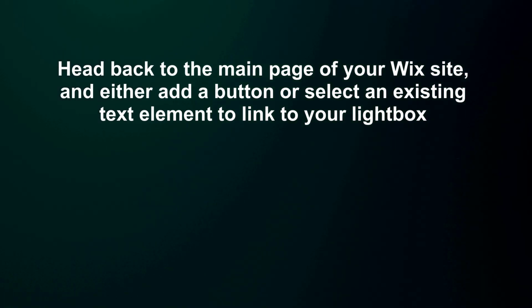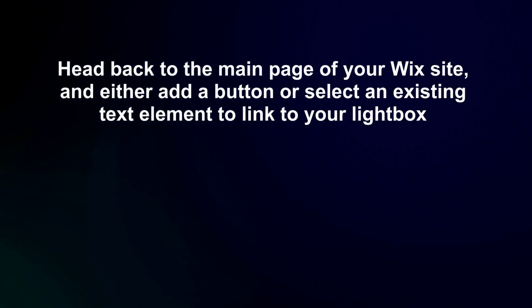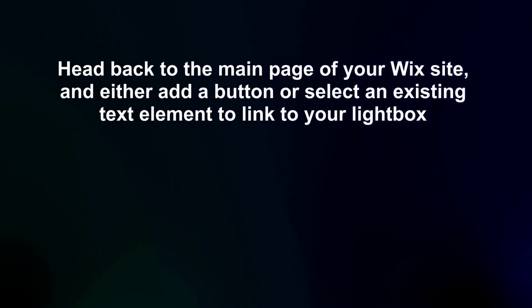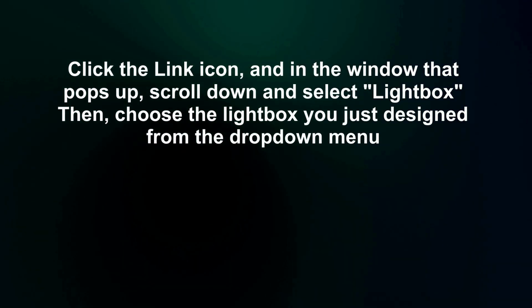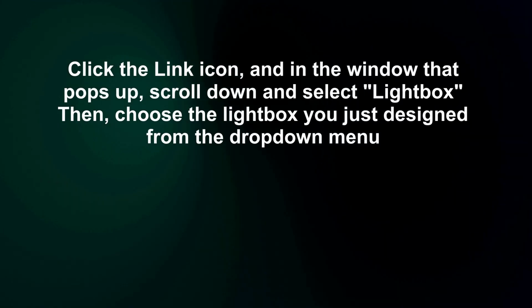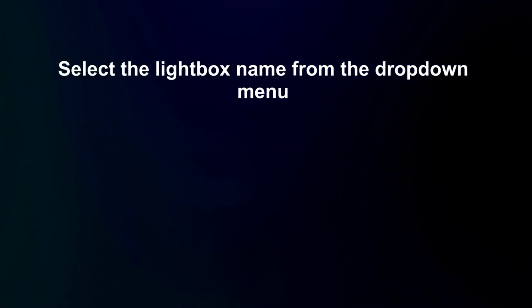Head back to the main page of your Wix site and either add a button or select an existing text element to link to your Lightbox. Click the link icon, and in the window that pops up, scroll down and select Lightbox. Then, choose the Lightbox you just designed from the drop-down menu. Select the Lightbox name from the drop-down menu.